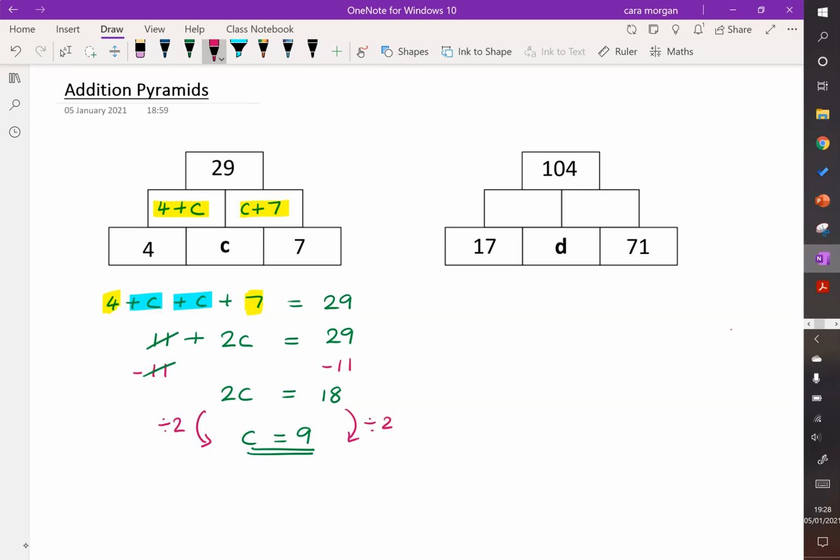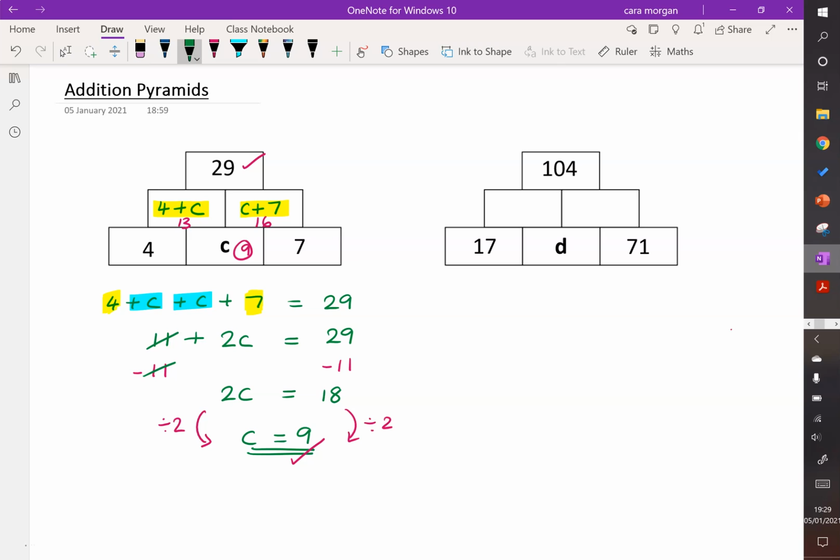It's always worth checking before you go on to the next question. So if C was 9, then 4 add 9 would be 13, and 7 add 9 would be 16, and 13 and 16 do make 29, so I know I've done the question right. If you want to have a go at the second one now, you've seen me go through this one, why don't you press pause?